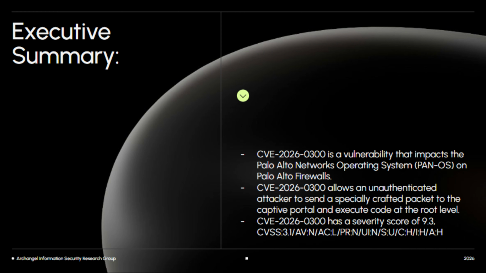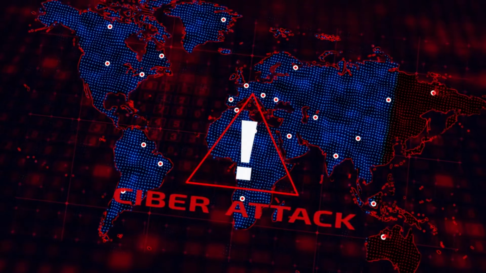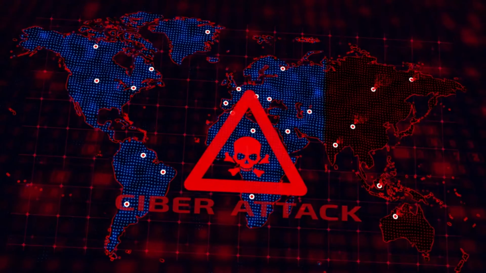CVE-2026-0300 is a critical vulnerability that targets Palo Alto Networks firewalls, specifically PAN-OS, the operating system that runs on the firewalls. Here's what makes it scary. An attacker doesn't need a username or password to exploit this. We're talking zero authentication required. All they need is network access, and they can send a specifically crafted packet to something called the captive portal, and boom, they're running commands at the root level of your firewall. That's right, the attacker just compromised the very system that is made to protect your network.